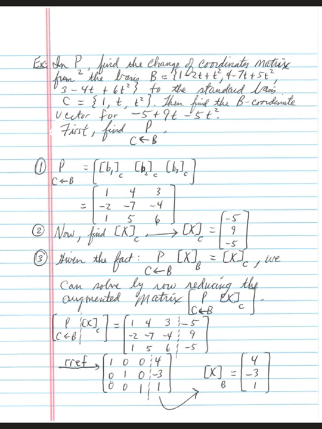The vector that we're trying to find a B-coordinate vector for is negative 5 plus 9t minus 5t squared. Let's take these, because this is in the C format, negative 5, 9, negative 5.